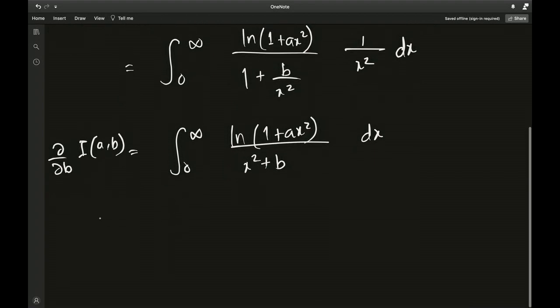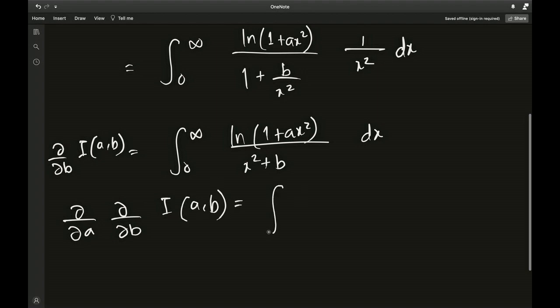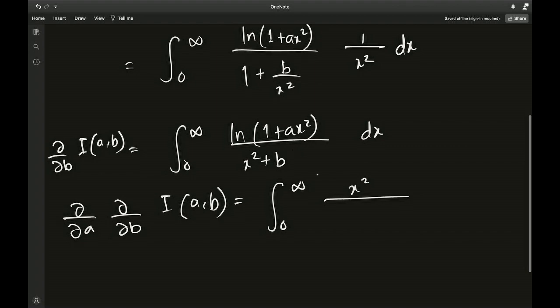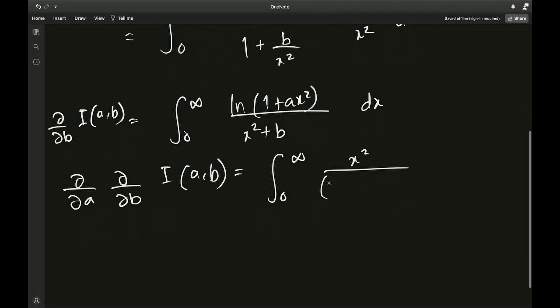Now I would like to take another partial derivative, but this time with respect to a. So when I do that, now the denominator will not be affected. We'll have an x squared because that's the coefficient with a, and we'll have 1 plus ax squared, and we will have x squared plus b, dx.